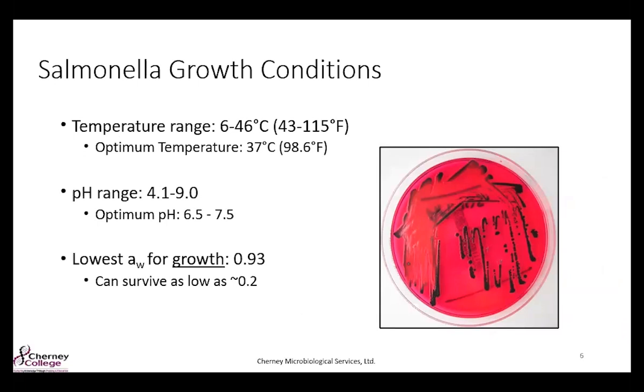So Salmonella grows very well. It grows within pH ranges from 4.1 all the way up to 9, and its optimum pH is going to be right in that neutral range, about 6.5 to 7.5. The lowest water activity required for growth is 0.93. AW stands for water activity. So I'm going to say that again. The lowest water activity for growth is 0.93, and 0.93 is considered fairly high. Salmonella likes to grow in the presence of moisture.